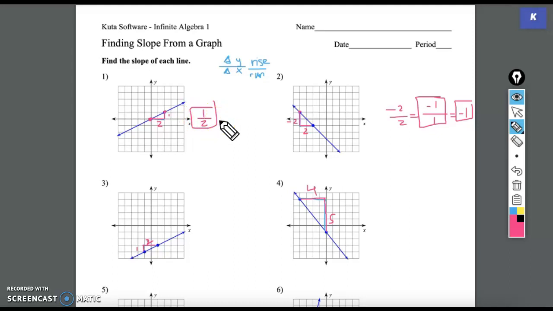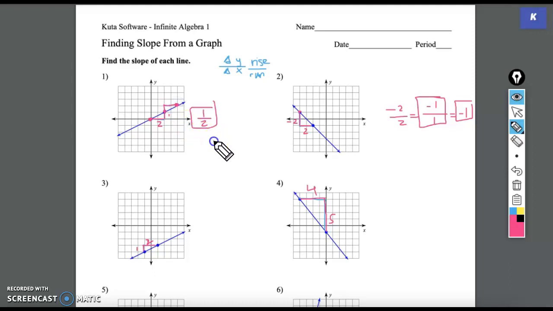Okay, when I'm given a slope like 1 over 2, that tells me what I'm going to do for my next point. That tells me that if I have a point right here, I'm going to go up 1 and over 2 to get to my next point.